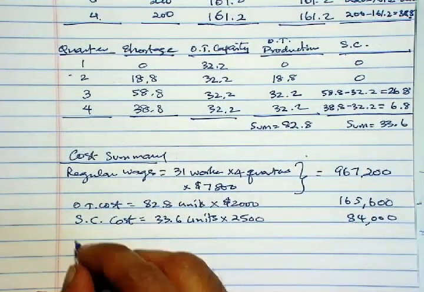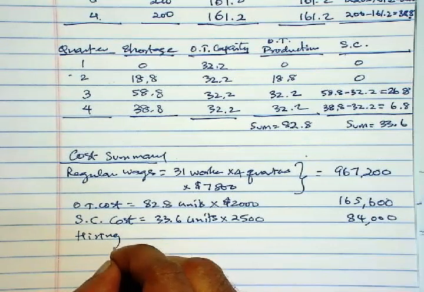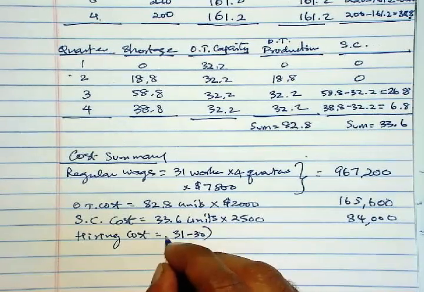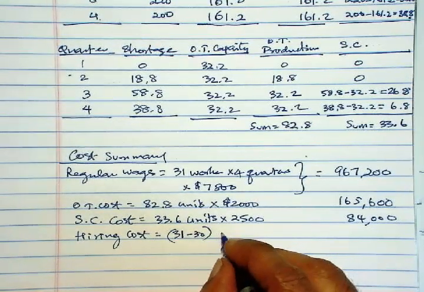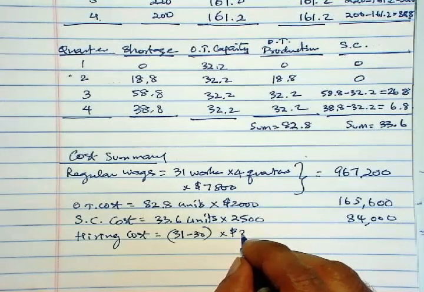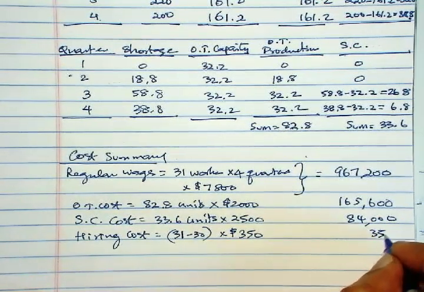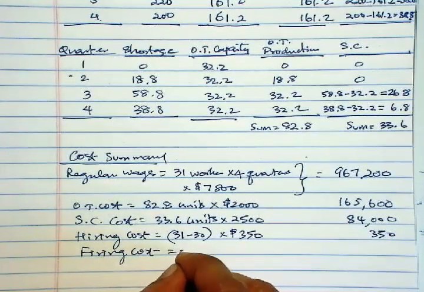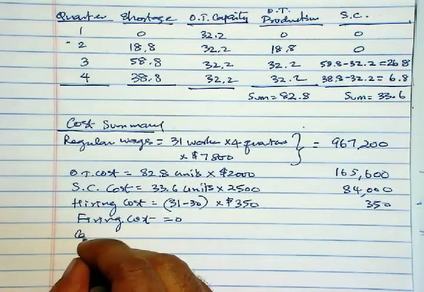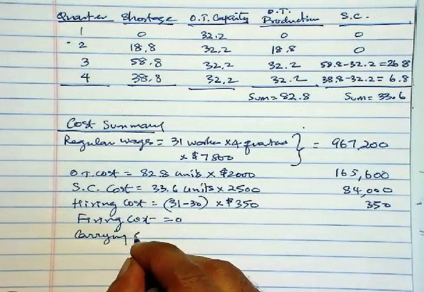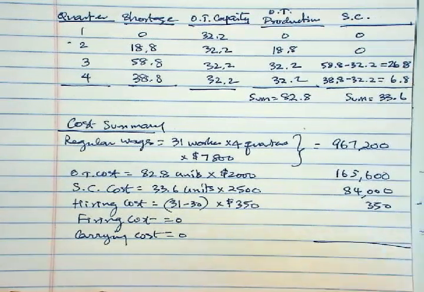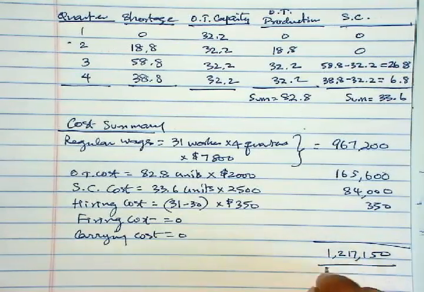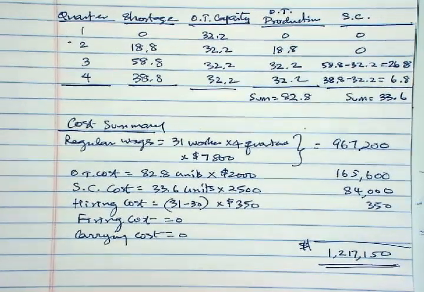Okay. Now hiring cost is we have 31 workers. Initially we had 30 workers. So that's the number of workers hired times 350 will give you 350. And firing cost is 0 because we are not firing anybody. And carrying cost is also 0 because there is no safety stock. So this total is 1,217,150. So this is the cost for the mixed plant.